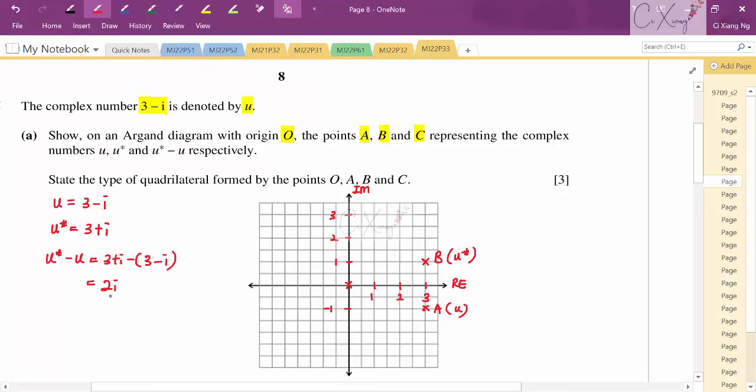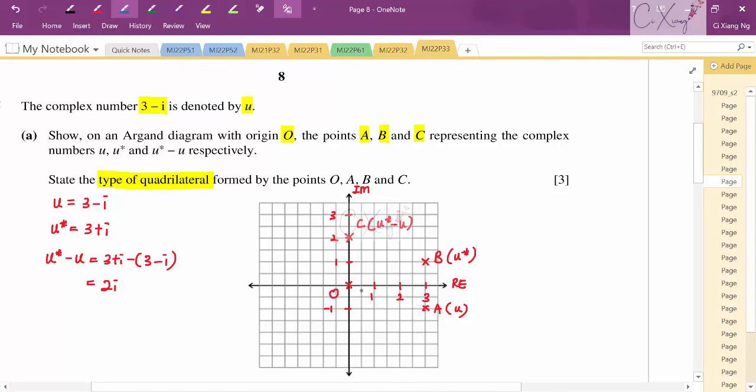After that, the next point is u star minus u, which is u conjugate minus u, which is 2i. So 2i should be on the imaginary axis. This is point C, and it is actually u conjugate minus u. So you have the diagram with O, A, B, and C, and you can see very clearly. Then they want us to state the type of quadrilateral formed by points O, A, B, and C.